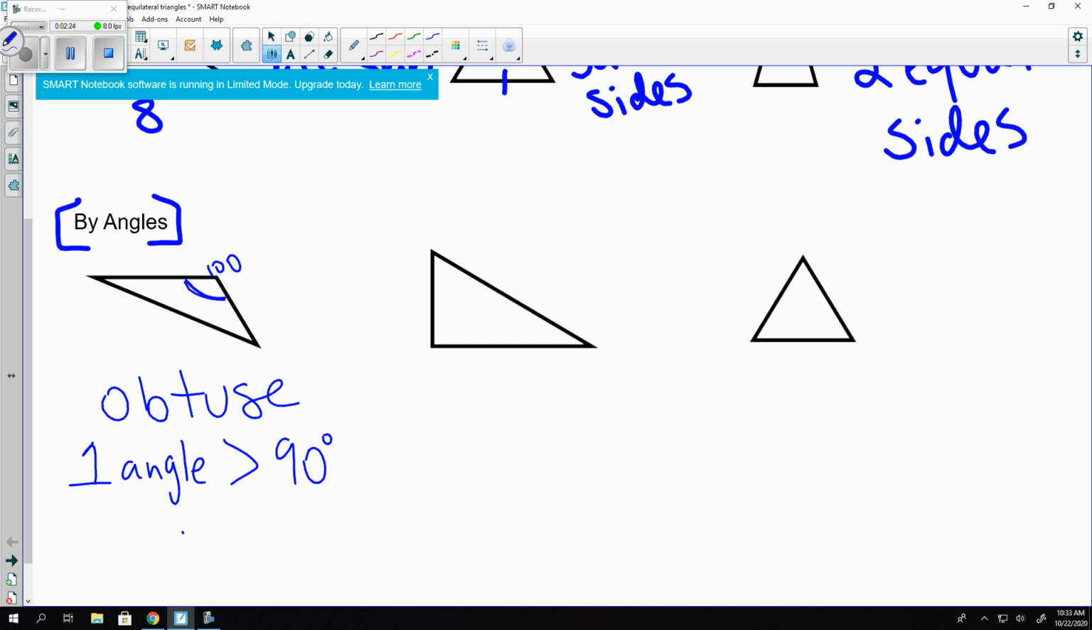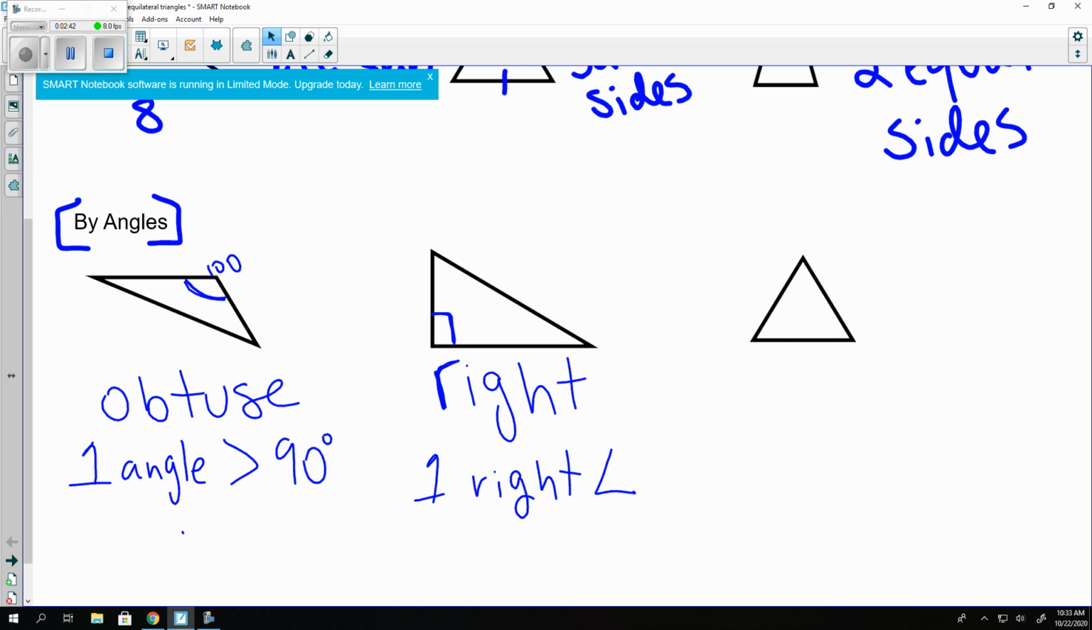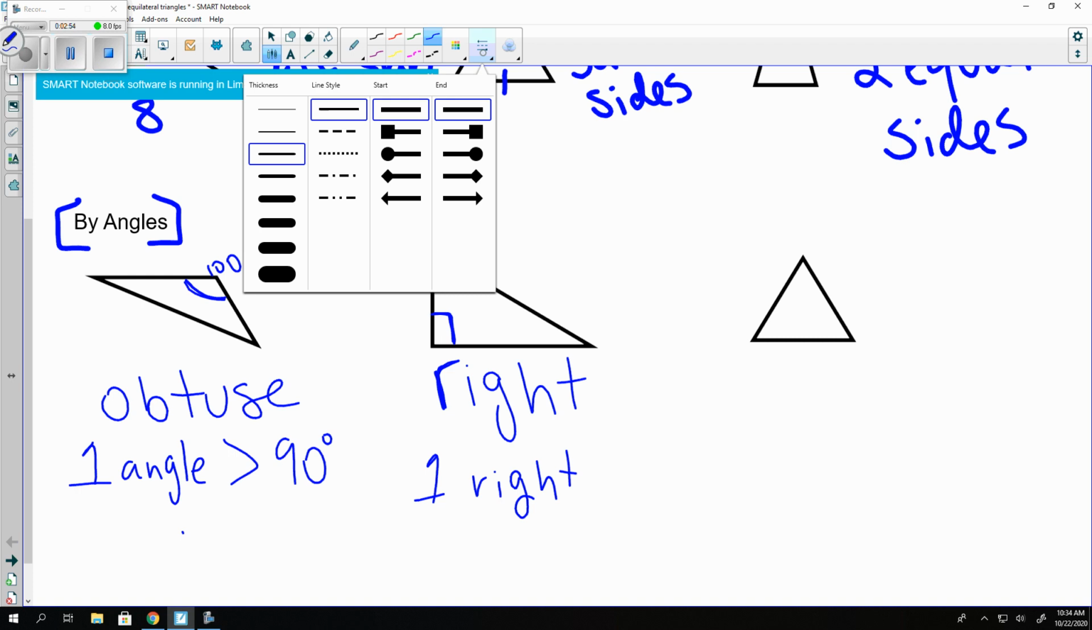Our next kind of classification with angles is if you have a right angle, then it is a right triangle. Okay, one right angle makes it a right triangle. One right angle. Okay, and then let me fix that here. Okay, one right angle.